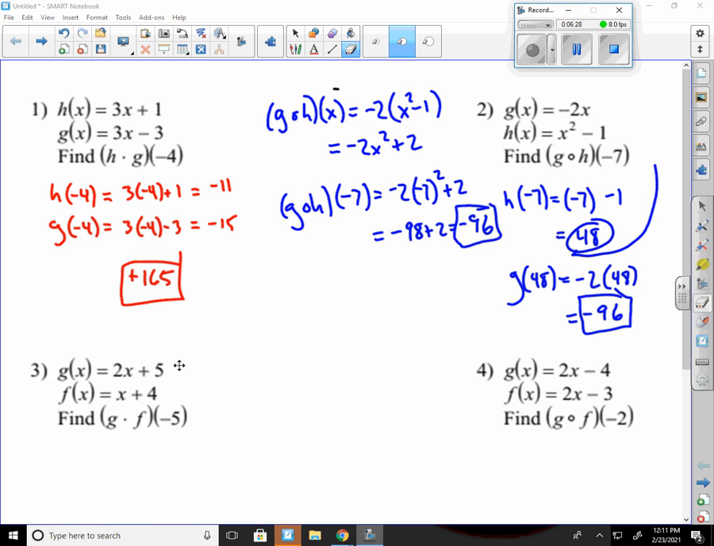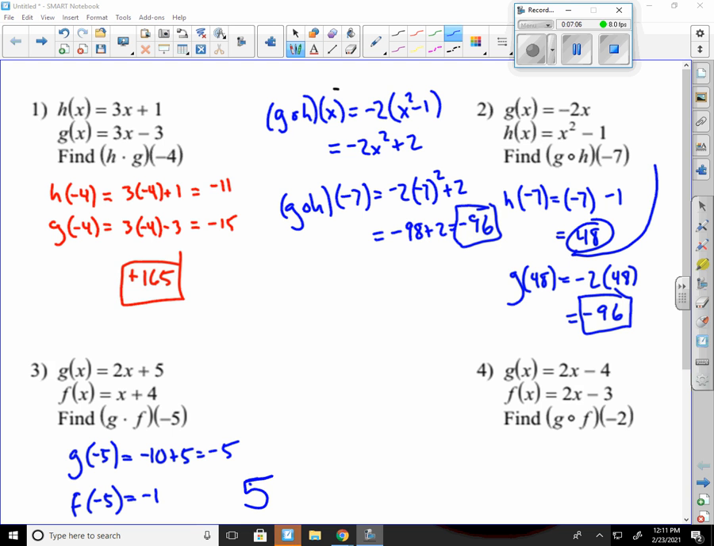All right, number 3. 2x plus 5, x plus 4. The easiest way to do this is to take the negative 5 and plug it into which function? Right, plug it into both this time because we're multiplying. So, g of negative 5 is 2 times negative 5. That's negative 10 plus 5. That's negative 5. Negative 5 plus 4 is negative 1. Negative 5 times negative 1 is 5.